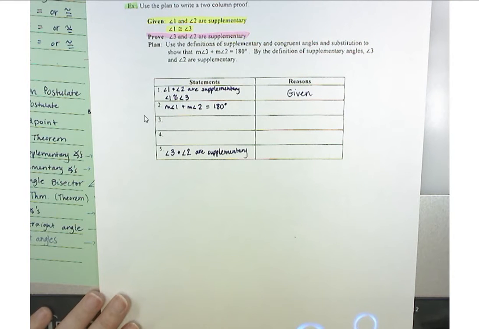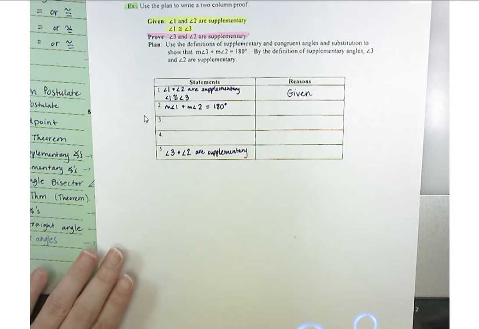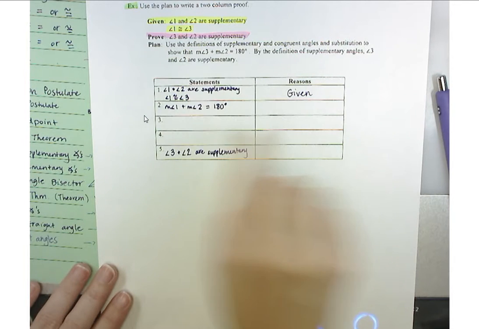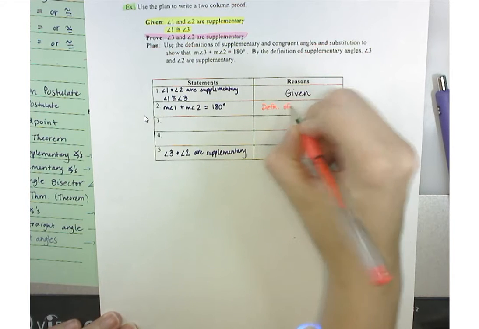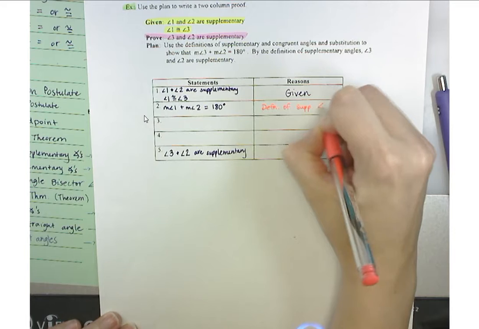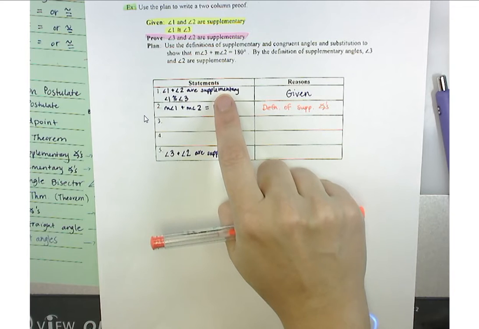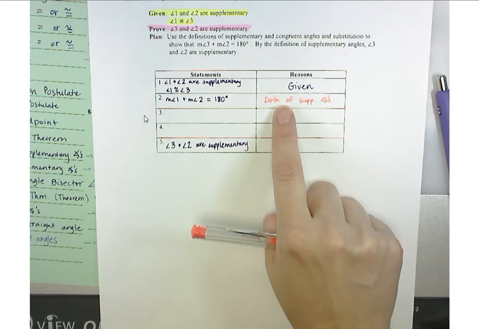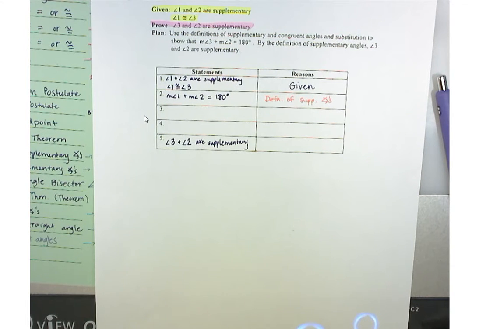Okay, and then Rachel, what's going to be my reason? They're supplementary, right? So we're going to use the definition of supplementary angles. So this will be definition of supplementary angles. Again, it's just because here we're talking about how they're supplementary, which means their sum is 180. That's your definition.